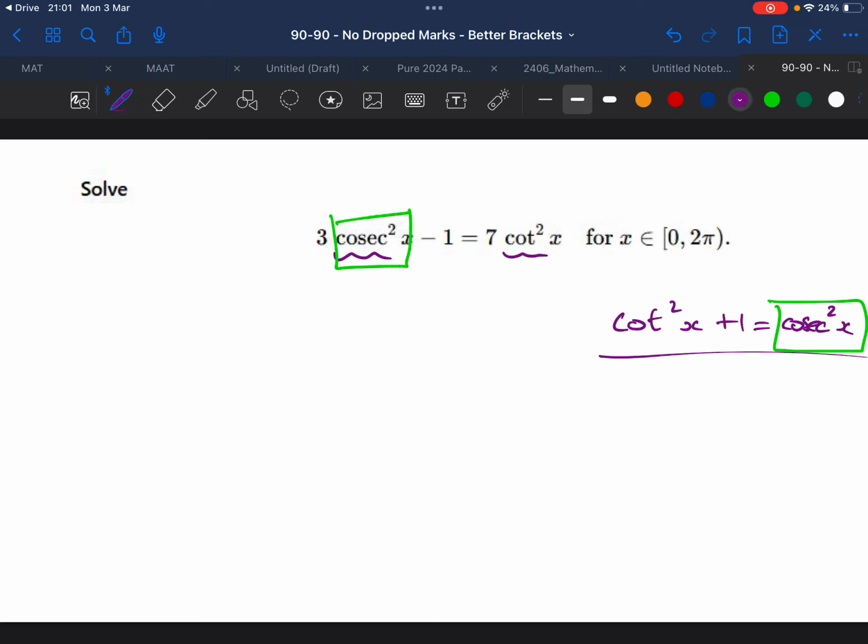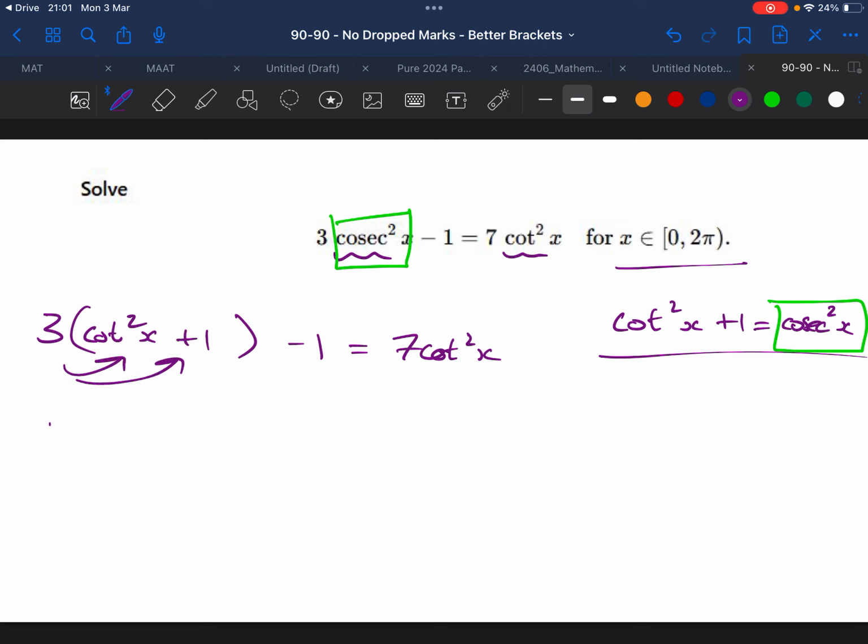So let's jump into it. So 3, I'm going to do that in a minute, minus 1 equals 7 cot squared x, and we've got the same domain over here. So this is a similar type of question. We're just using a different identity. So expand out, and I've got 3 cot squared x plus 3 minus 1 equals 7 cot squared x.